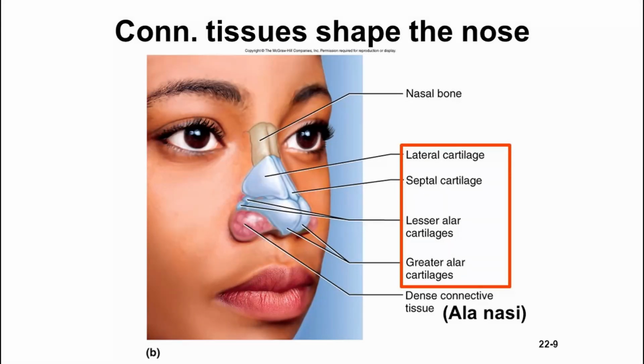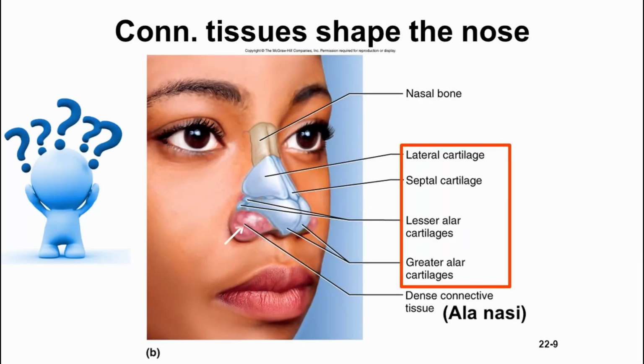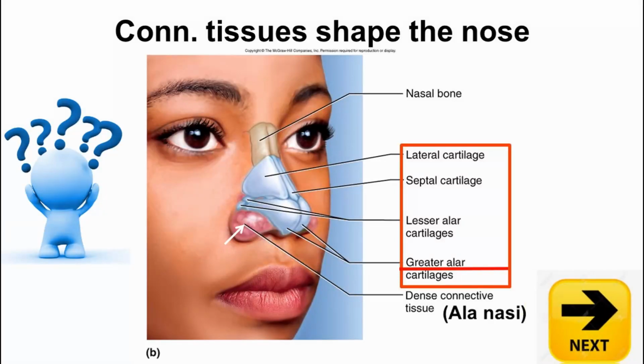This is another view of the skeleton of the external nose. And what is this part of the nose? This is, as a description, the lateral part of the lowest part of the external nose, and this is made by a cartilage called greater alar cartilages.